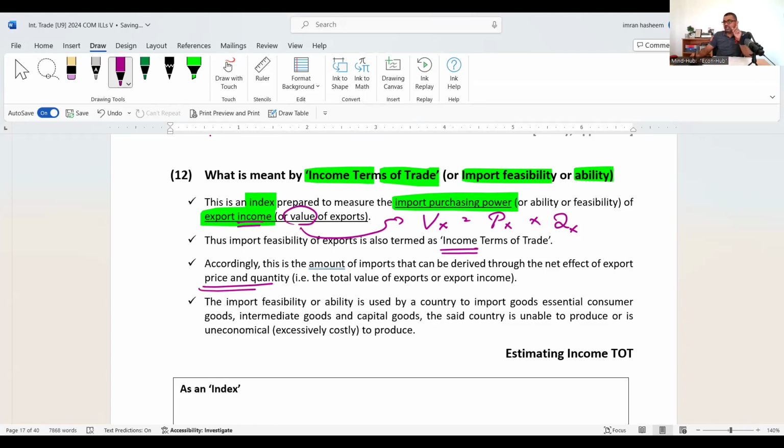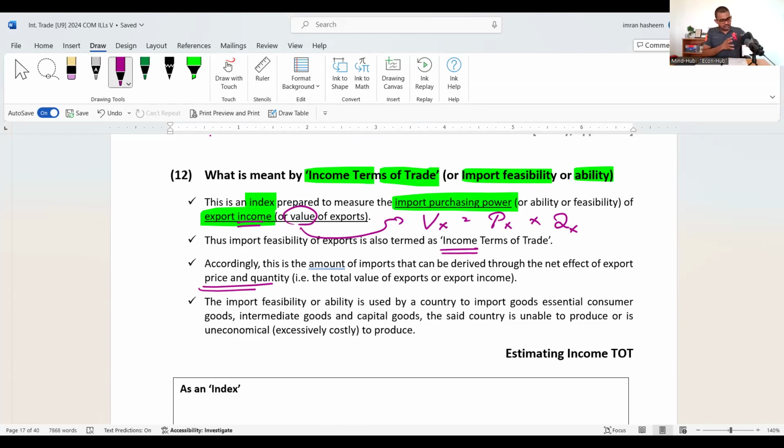The import feasibility or ability is used by a country to import. This is why we need to know what is our import feasibility. This is why we need to know, because there are three types of goods, three reasons one could say, that we import things. And again, what was the fundamental thought process or way of thinking in international trade?